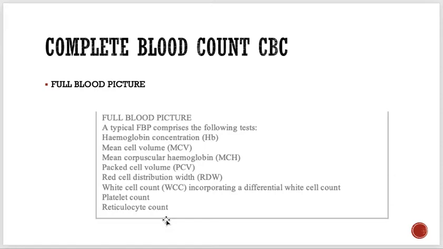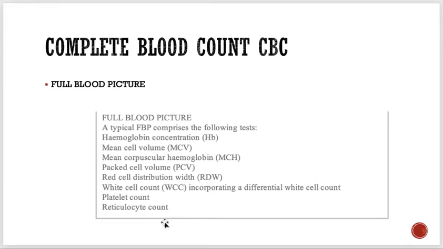So simply by doing this test, we will know how many red blood cells there are, hemoglobin and all this, white blood cells, platelet count, and reticulocyte count as well. As you know, what are reticulocytes? These are the incomplete or immature red blood cells, right?